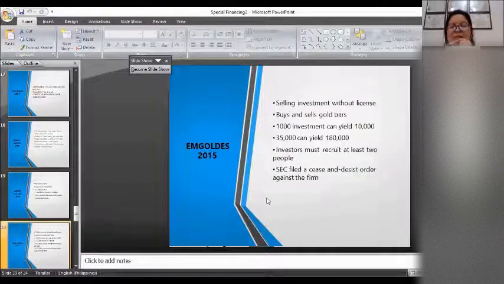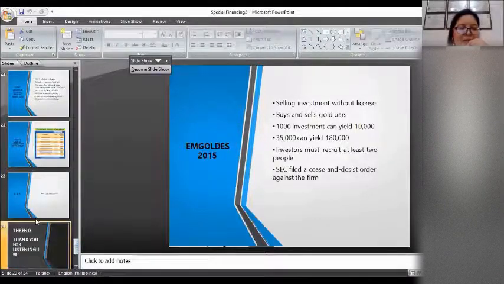Next is M. Goldes. M. Goldes is about buy and sell of gold bars. Your 1,000 investment can yield up to 10,000. Imagine, ang laki, di ba? Then the 35,000 will yield 180,000. But they have a requirement that investors must recruit at least 2 people. And actually, they don't have the license. That's why the SEC filed a case against them, and they were given a cease and desist order.